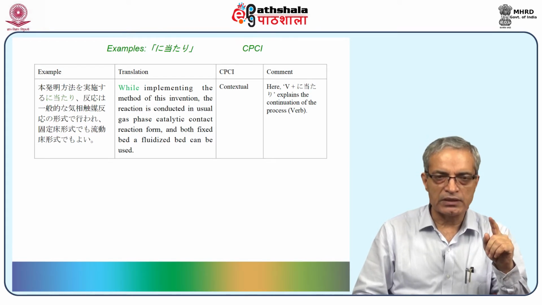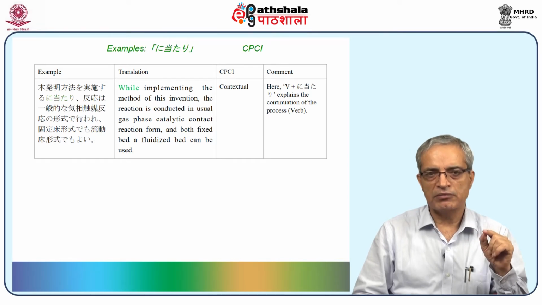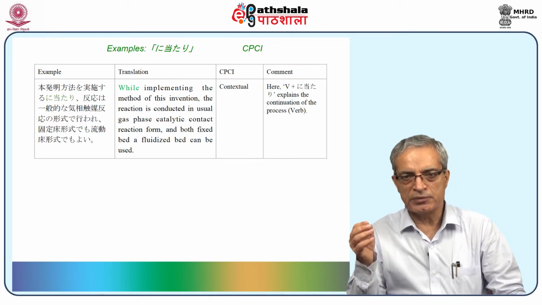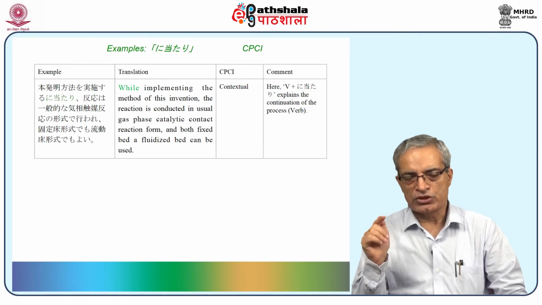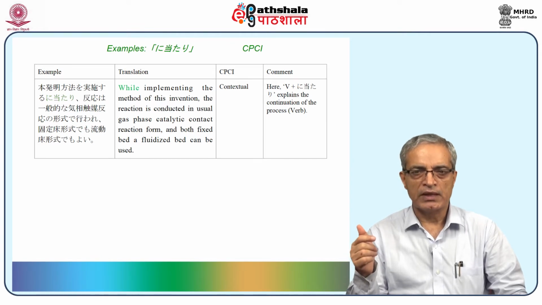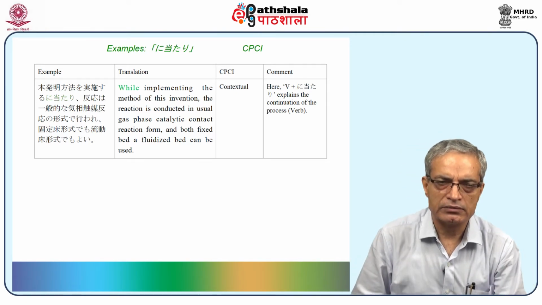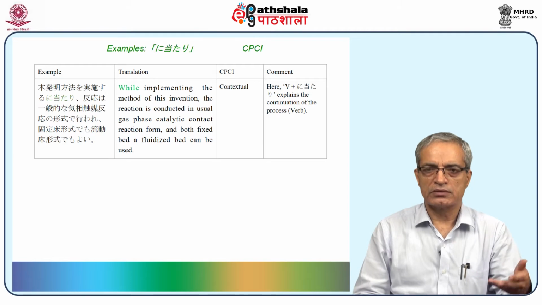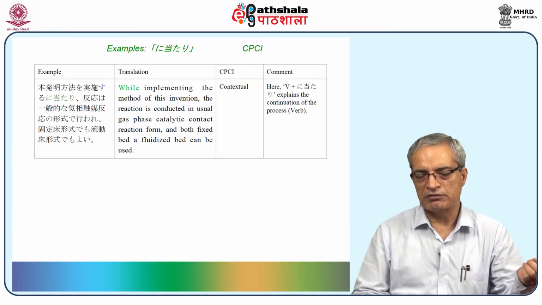So we had translated this as "while" in place of "at the time of", while implementing the method of this. Now this "while" is coming from the context, and that context in this particular case is actually jishisuru. So jishisuru ni atari, it's the jishisuru that is determining the equivalent for ni atari. So here verb plus ni atari explains the continuation of the process. Verb, what is happening with that verb in the sequence in the next part.